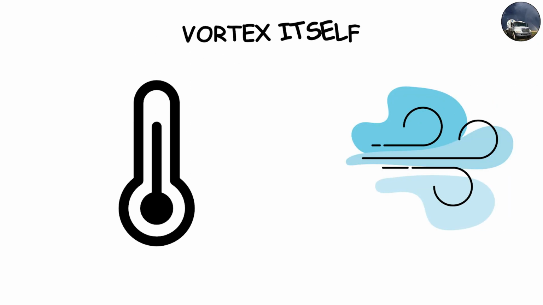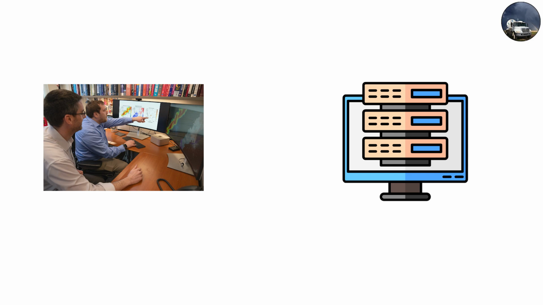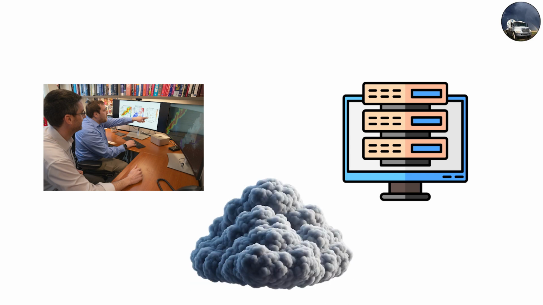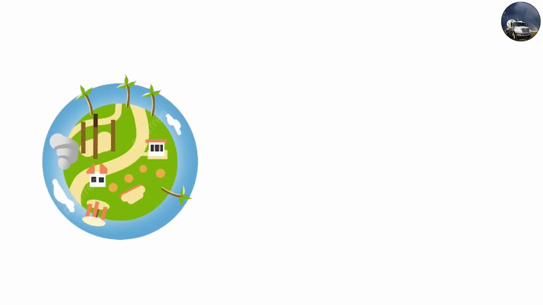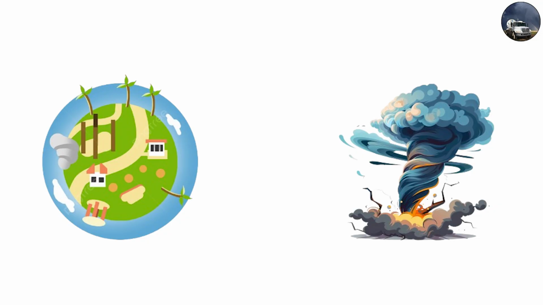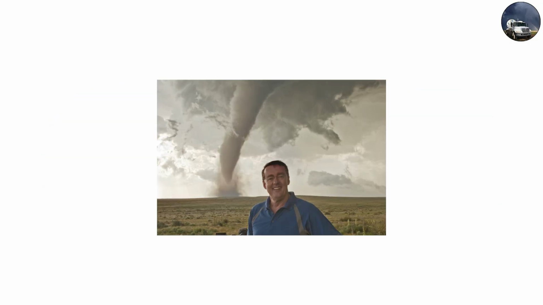These compact devices can fly or roll directly into dangerous storm zones, collecting high-resolution data on temperature, pressure, and wind speed near the vortex itself, something that was impossible just a decade ago. Researchers are also using supercomputers to simulate storms in 3D, testing how tiny atmospheric changes can trigger or prevent a tornado. All of this points to one goal: saving lives.